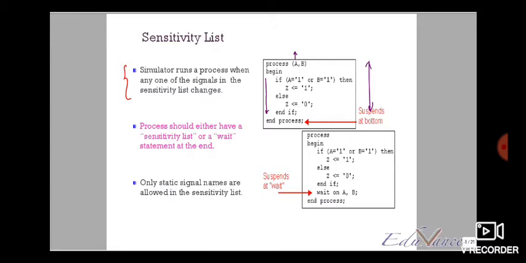Now, the two styles that I said, you can either have a sensitivity list like this, that is process A B, or you write a wait on A and B at the end. You can have either this or this. You cannot have both. I hope that is clear. And again, only static names are allowed in the sensitivity list. Once the process is over, the process suspends at the bottom and will wait for either A or B to change, then it will get called.